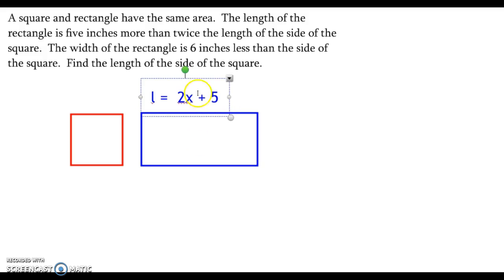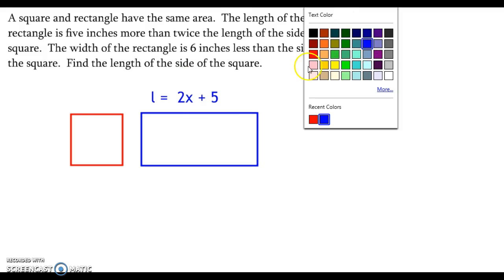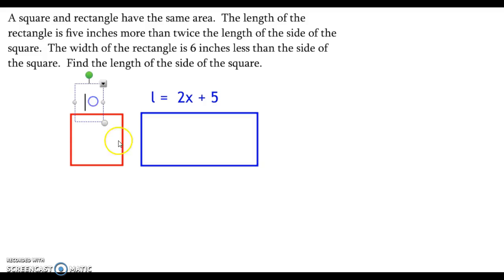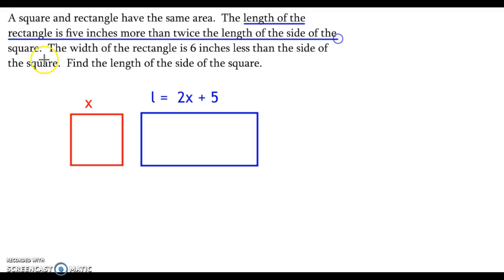So now that I've irresponsibly used x here, I'm going to have to label my other diagram with that information. So I just identified the length of the side of the square as x. So far I've gotten this part. The length of the rectangle is 5 inches more than twice the length of the side of the square. That's an awful lot of annotation.